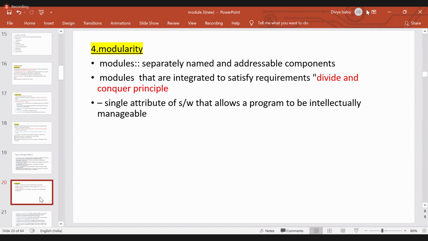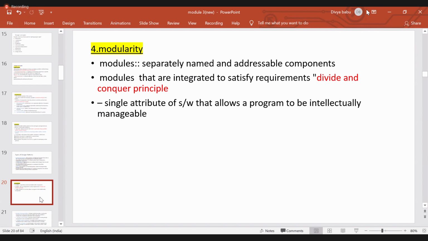So modularity, modules means separately named and addressable components. When you create a module, it should be logically independent. Then only we can work separately. There should not be too much relationship between the modules. If there were, we could not work independently. That's why we create logically independent, standalone units. That is the modularity principle.